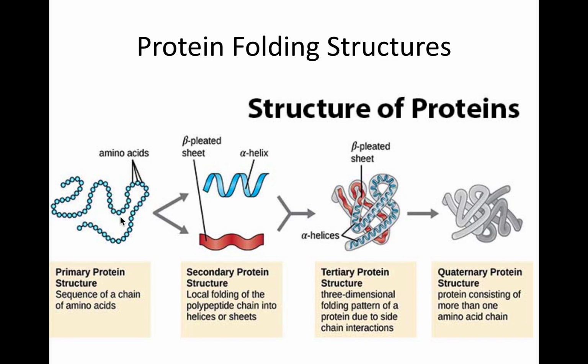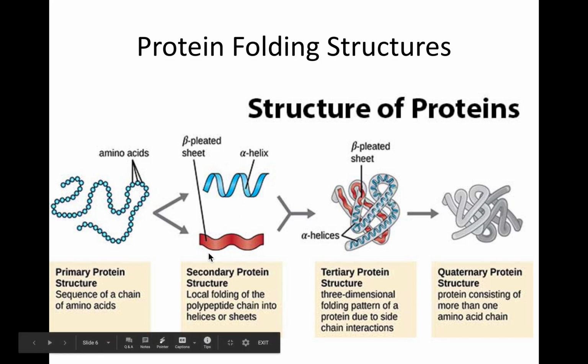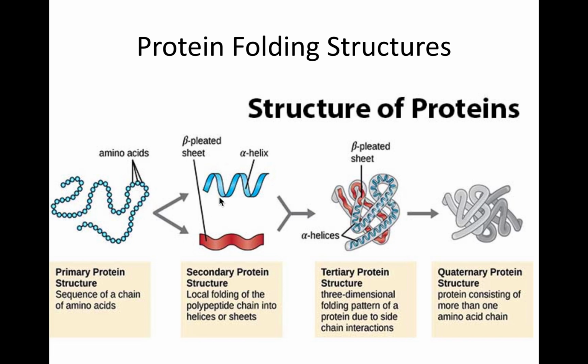So first, the amino acid chain is made through translation at the ribosome. Then it starts to interact, and it starts to fold either into a beta-pleated sheet, like this red line, or an alpha helix, like this blue line, which is like DNA when it spirals. Then it starts to have those hydrophobic, hydrophilic, covalent, and ionic interactions, and it creates a unique shape, and we call that a tertiary protein.